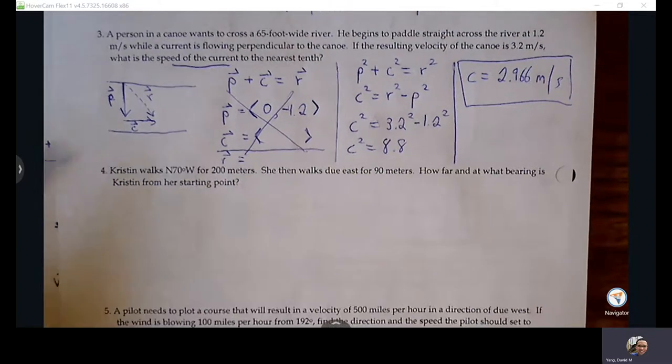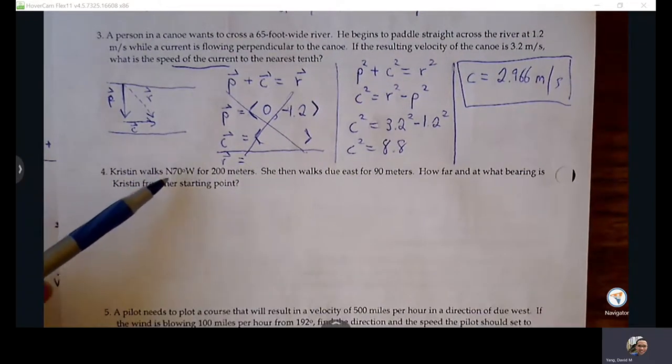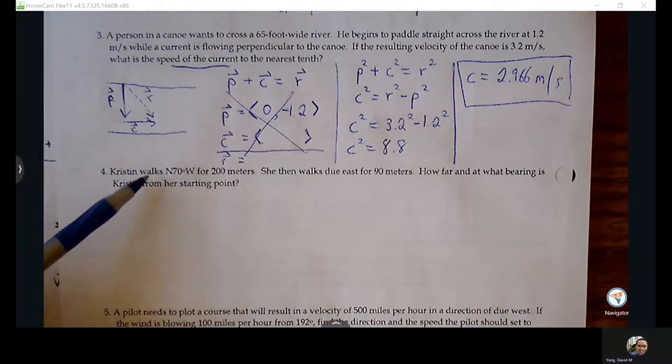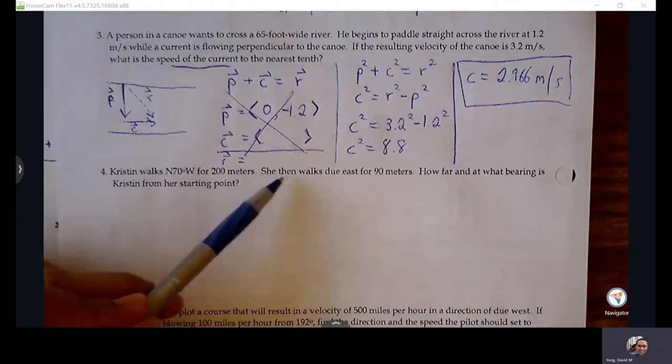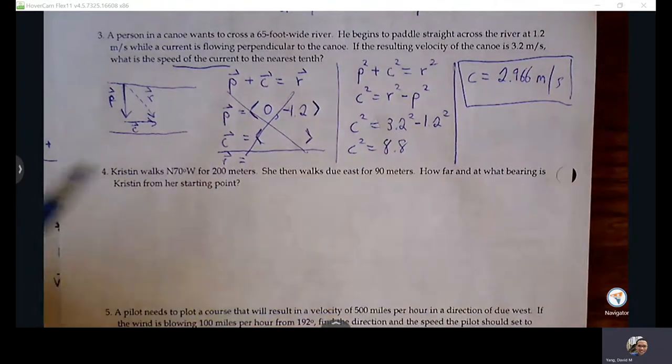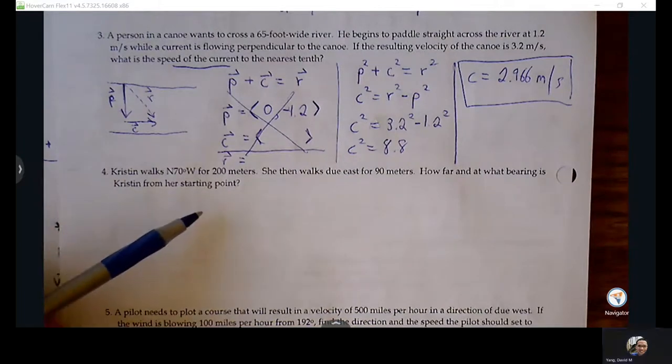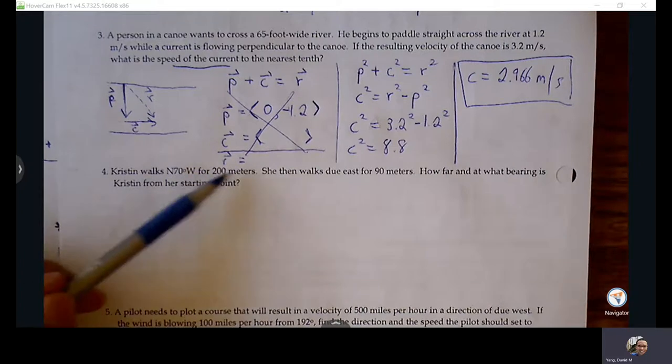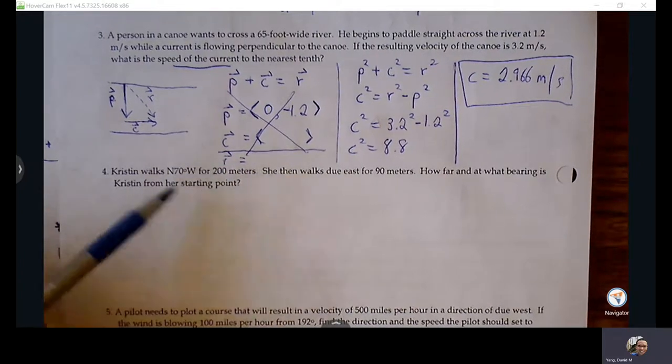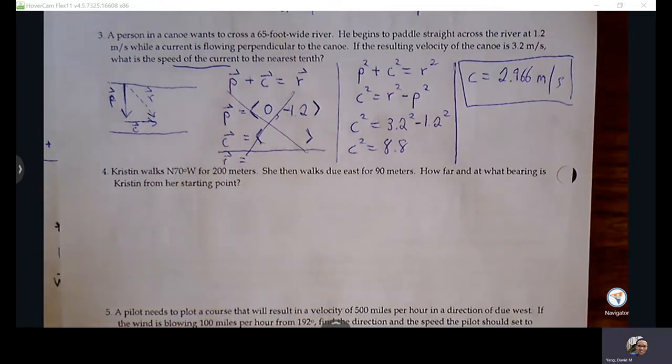Okay, number four. Kristen walks north 70 degrees west for 200 meters, and then she walks due east for 90 meters. How far and at what bearing is Kristen from her starting point? So we just have to add the two paths together and then find the resulting vector.